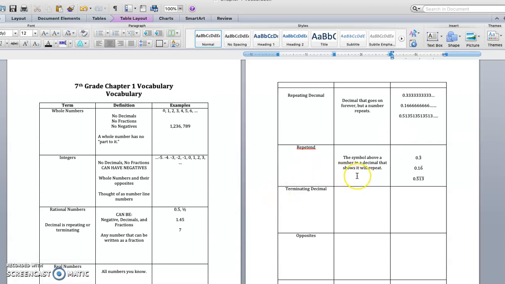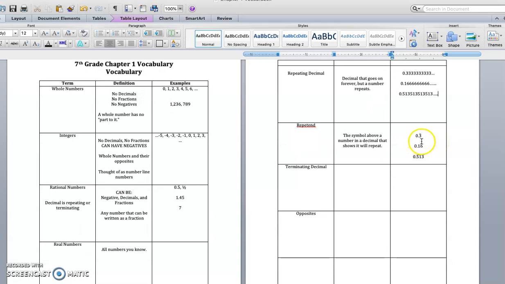A repetend, you can see I've written this in here, is the symbol above a number that shows it repeats. We do not want to write this out all the time and always write dot, dot, dot. So there is a shortcut to writing these repeating decimals, and here's what it is. 0.3 with a little slash above the 3. That tells me that 3 would go on forever. So I know that this decimal would in reality be 0.333333333, but I don't have to sit there and write out all the 3's. We say this 0.3 repetend. Okay, so that dash above it is called a repetend, and that just tells me it goes on and on forever.